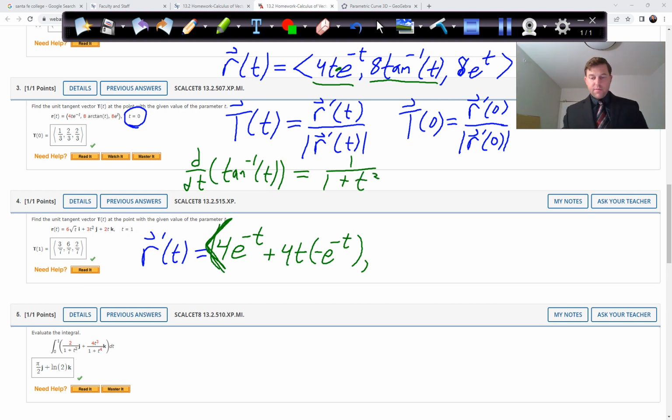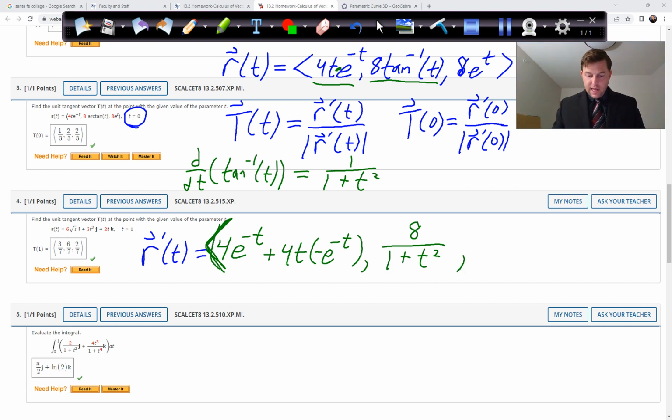So you would have proven that in Calculus 2, where we introduced derivatives of arc trig functions, and you can remember that. Now the 8 in front is just going to be along for the ride, so we'll multiply it into the numerator, so it's going to be 8 over 1 plus t squared.